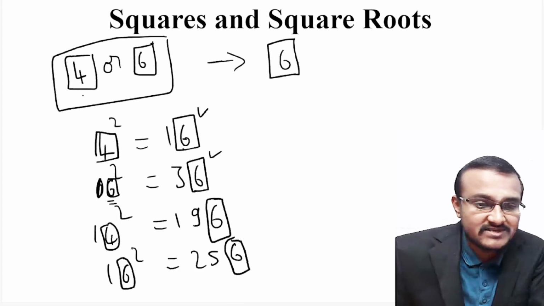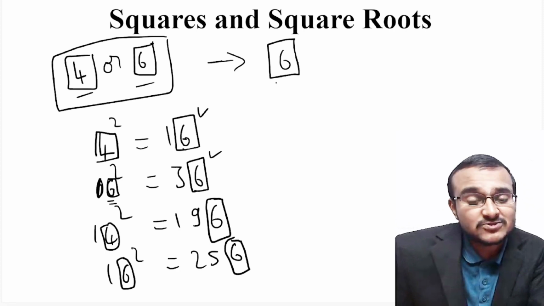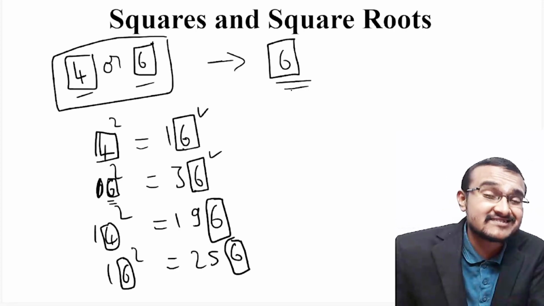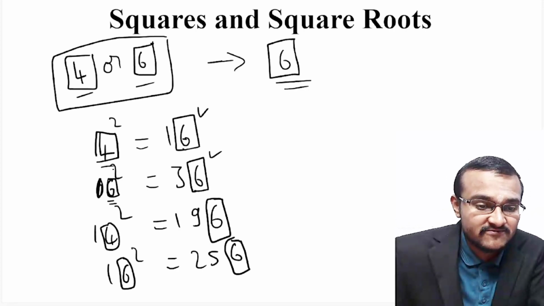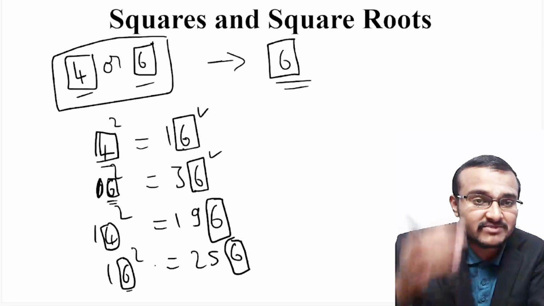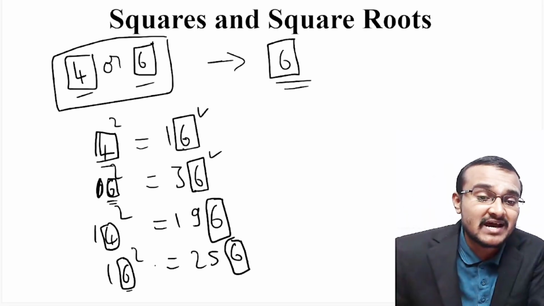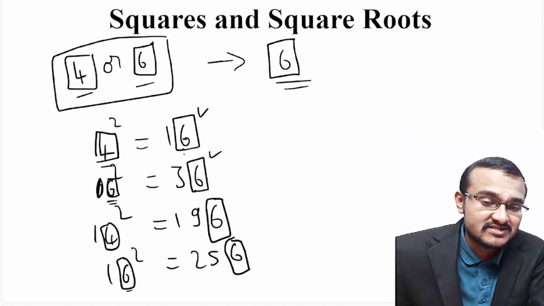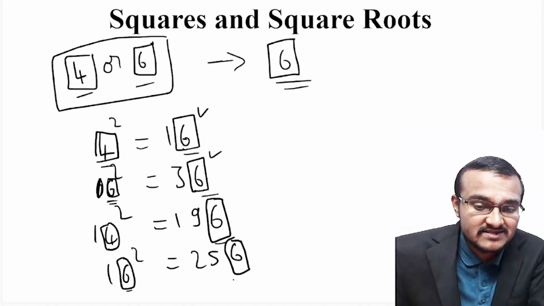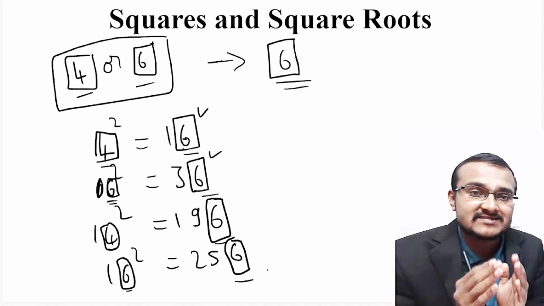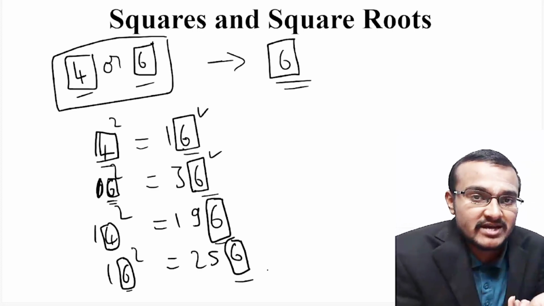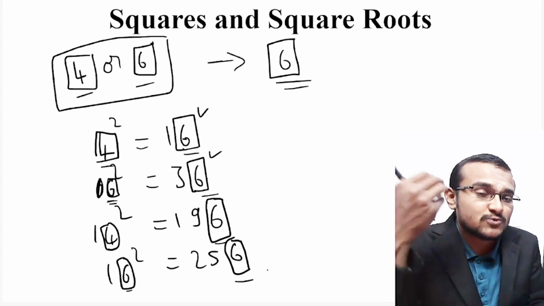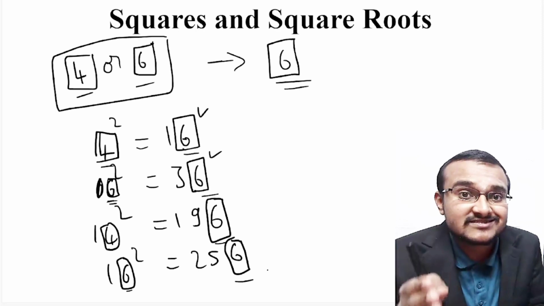So here also, if numbers are ending with 4 and 6, then their square will be ending with 6 alone. So here you can see 4, 6, 4, 6. So numbers are ending with 4 or 6, but their squares are ending only with 6, 6, 6, 6. That means if a number is ending with 4 or 6, if you take the square of that particular number, then that square will also be ending with 6.